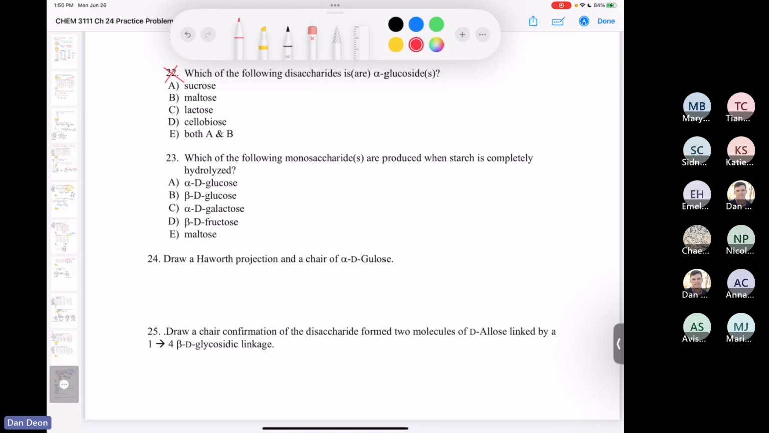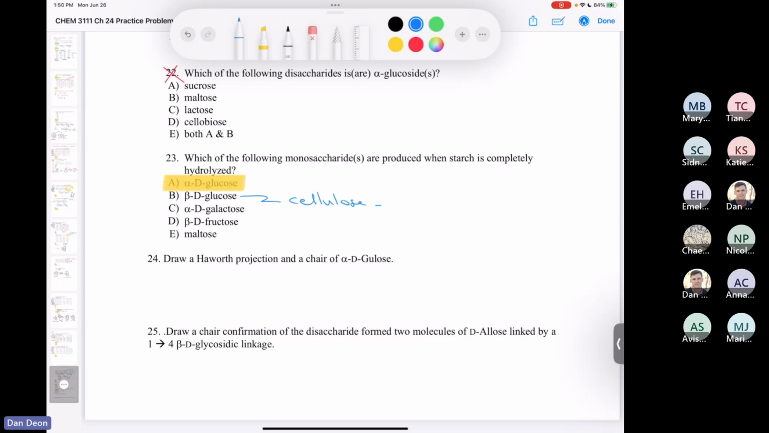Number 23 says, which of the following monosaccharides are produced when starch is completely hydrolyzed? So you should know what starch is made of. It's one of the most abundant polymers on the planet Earth, and it's made from alpha-D-glucose. So starch is made of glucose units that are alpha linked. If you have a polymer made of beta-D-glucose, that's cellulose. Just remember that. Starch is alpha-D-glucose, and cellulose is beta-D-glucose.